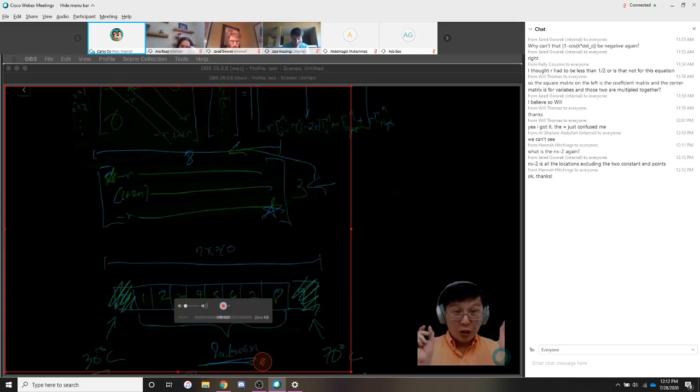So remember over here, we had 10 temperatures, but the first one and the last one you're specifying. So the number of unknowns you have are just the ones in the center. Okay, that's why you need to subtract by 2.